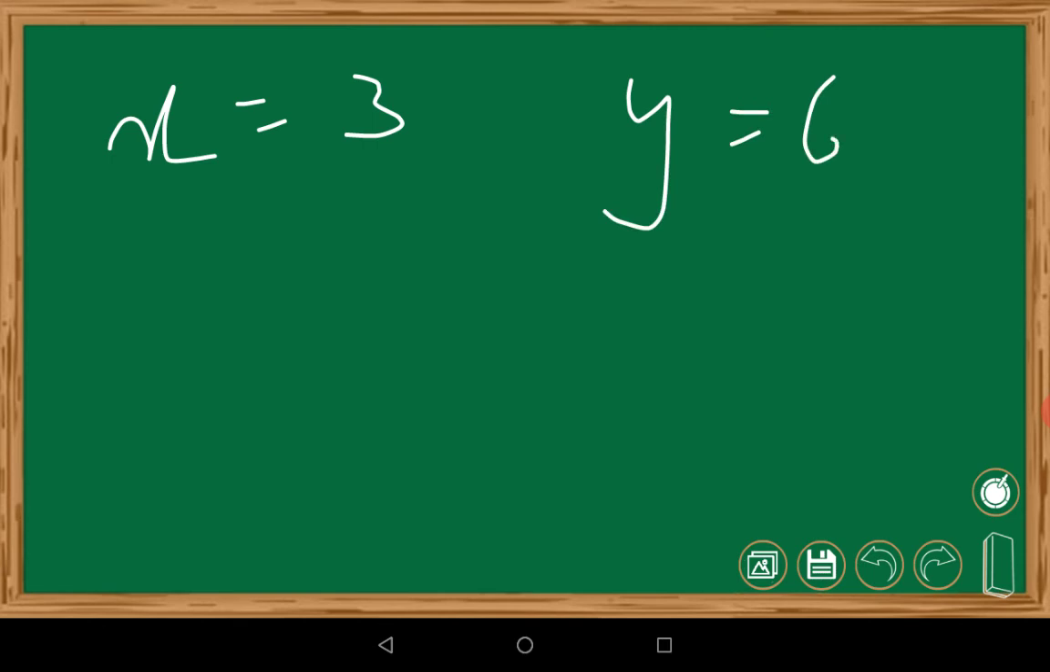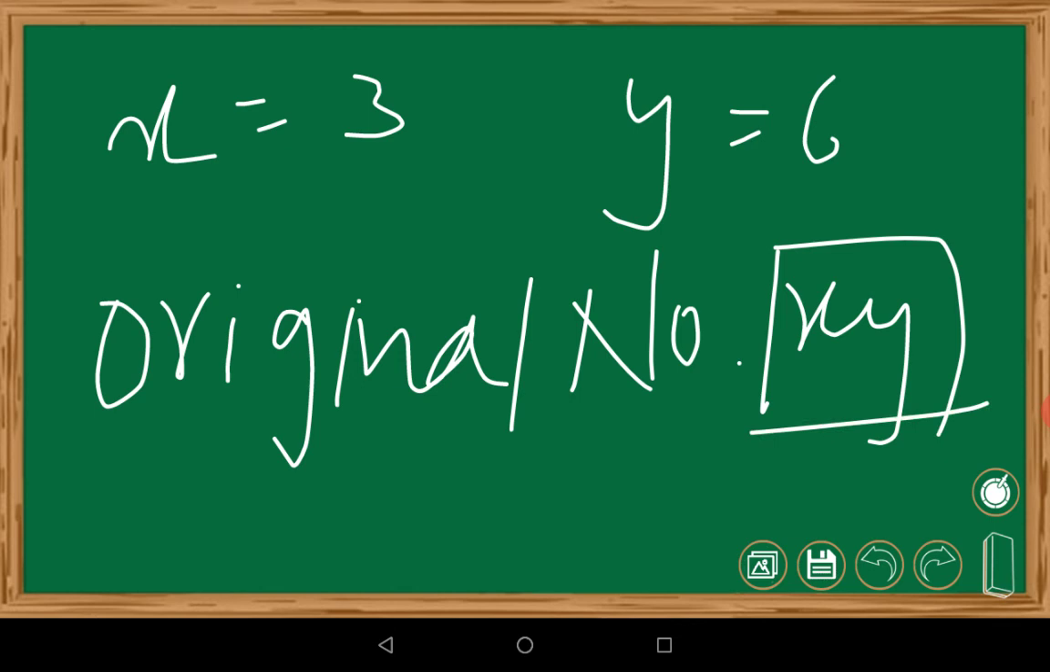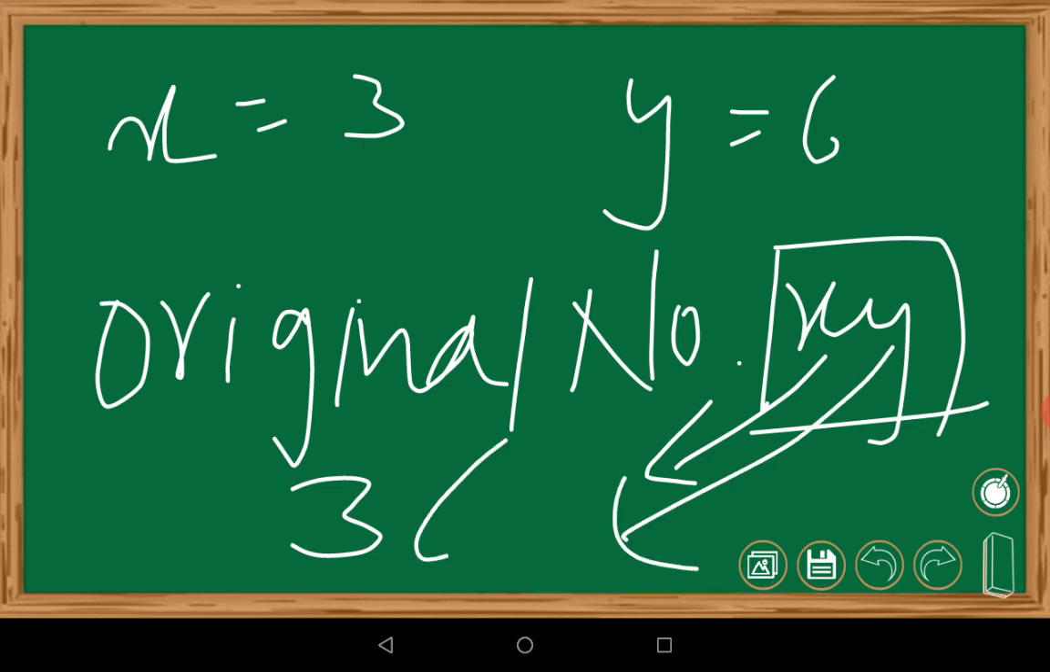So our original number we have to find. What was the original number? It is xy. Right. So first, 3 will always be there if it is the original. And then y means 6. So the original number is 36. Clear? So these kinds of problems will also be there in the exercises. So you can be thorough with it.